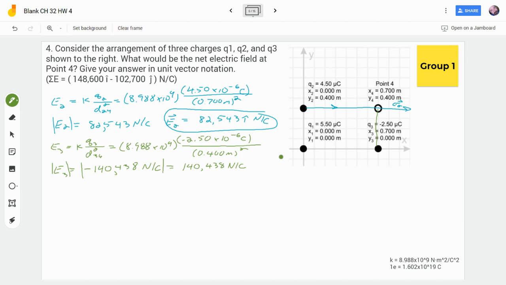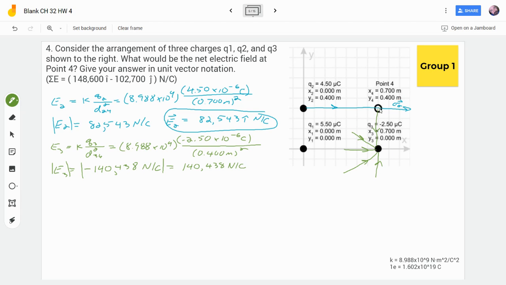So I've got that. All right, now let's think, what is this in unit vector notation? What is this in i hats and j hats? Q3 is negative, so the electric field lines will be going into it. If I drew a bunch of electric field lines, they would all be pointing, as straight as I can draw them, they would all be pointing there.